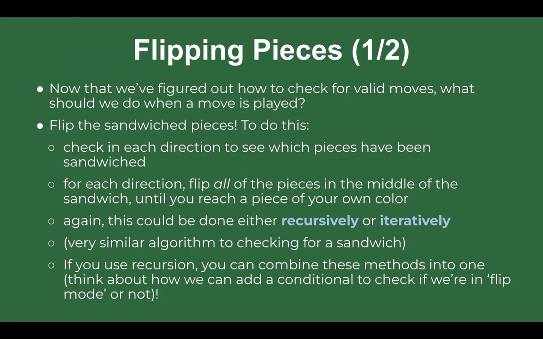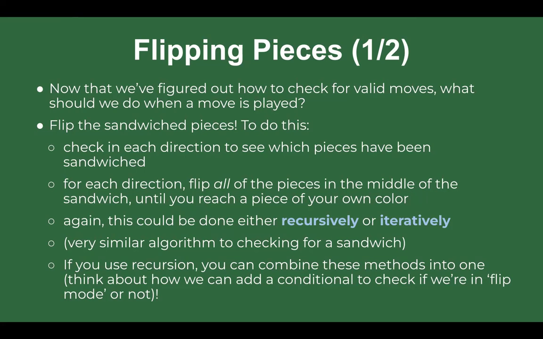And so once you place a piece, you have to check in each direction to see which pieces have been sandwiched, because you can have sandwiches in multiple directions. And so for each direction where you find a sandwich, flip all of the pieces in the middle of the sandwich until you reach a piece of your own color.